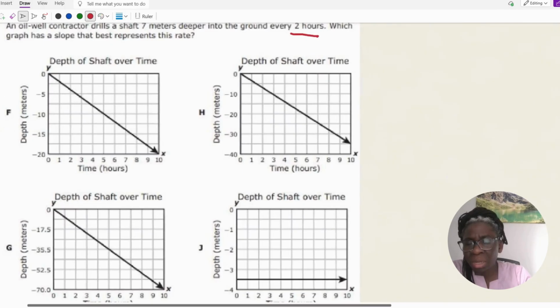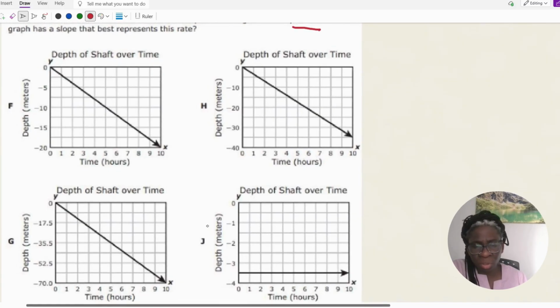Now let's take a look at it. For every 2 hours it is going down by 7 meters. So that means for 1 hour it is going down by 3.5 meters. First off, it cannot be J because it is not like this. No, it can't be J. So we are left with F, G, and H.